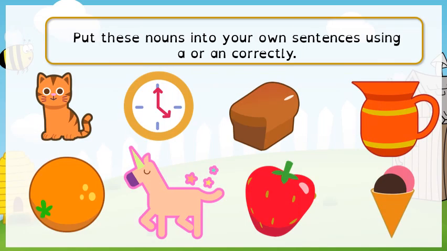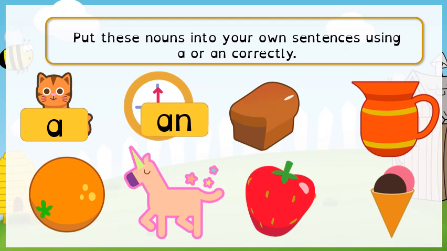Next, you are asked to put these nouns into your own sentences using a or an correctly. I'm going to show you whether you should have used a or an with each object. The first object was a cat. For that, you should have used an a. Well done. If you've done that, give yourself a tick. The next could have been a clock or an hour. So if you've used clock, you can use an a. If you've used hour, you'll need the an.